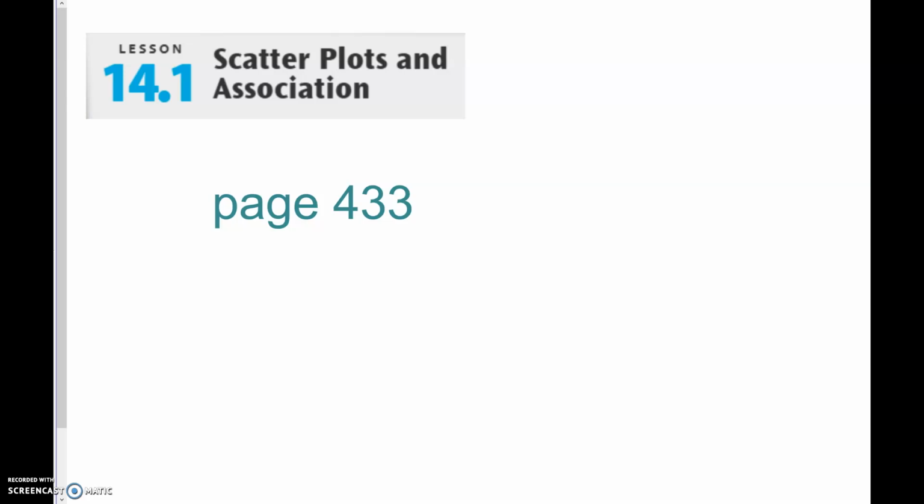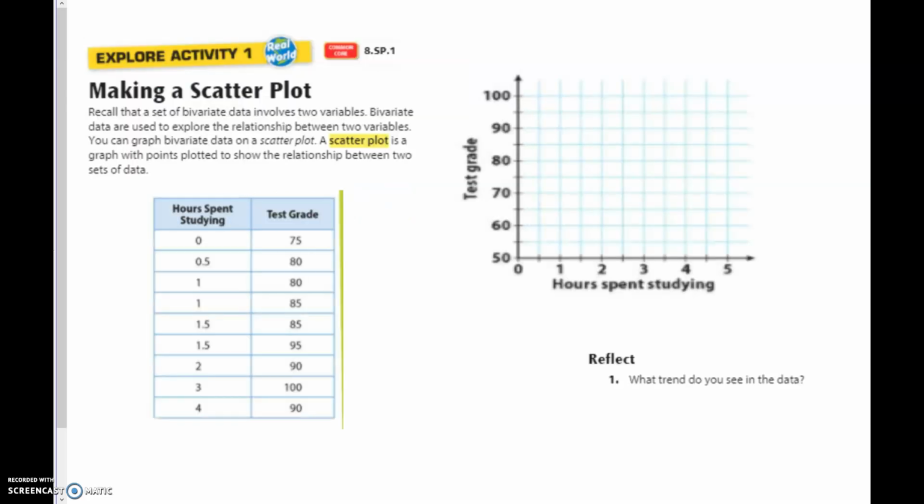Hello and welcome to Module 14, Lesson 1, so we're on 14.1, and we're starting our Scatterplots unit. So learning what a scatterplot is. All right, making a scatterplot.